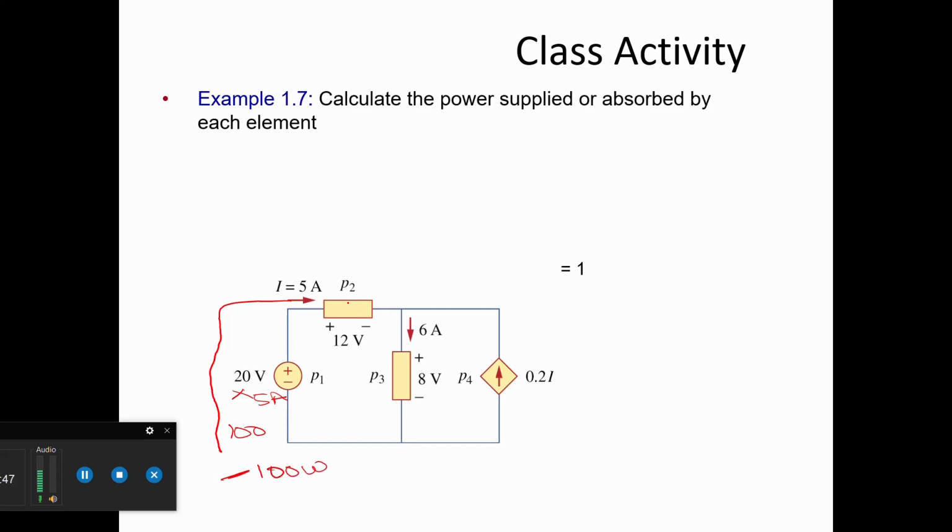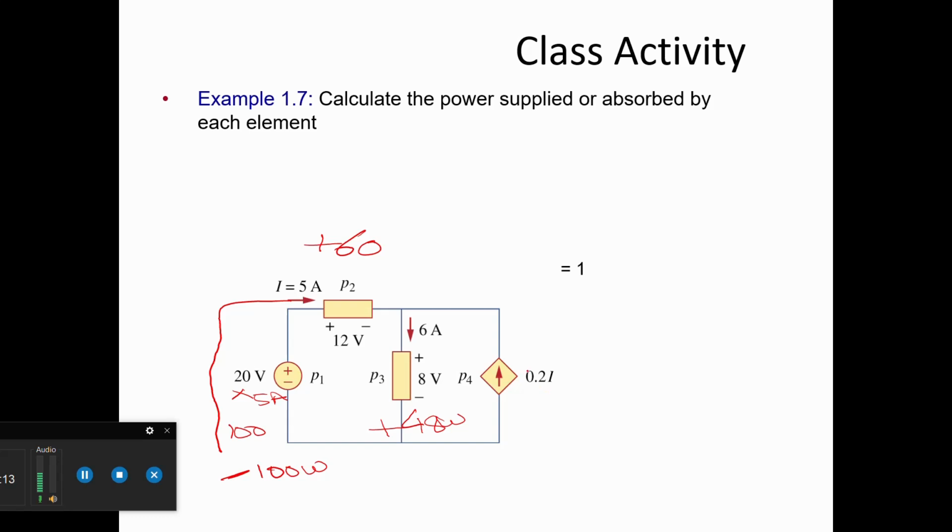Then this current enters from the positive side. So 12 times 5 is 60, P is equal to VI, with a positive sign. Then the circuit suggests that a 6 ampere current is going into this positive terminal, and 6 times 8 is 48 from the positive side, so we'll say 48 watts.